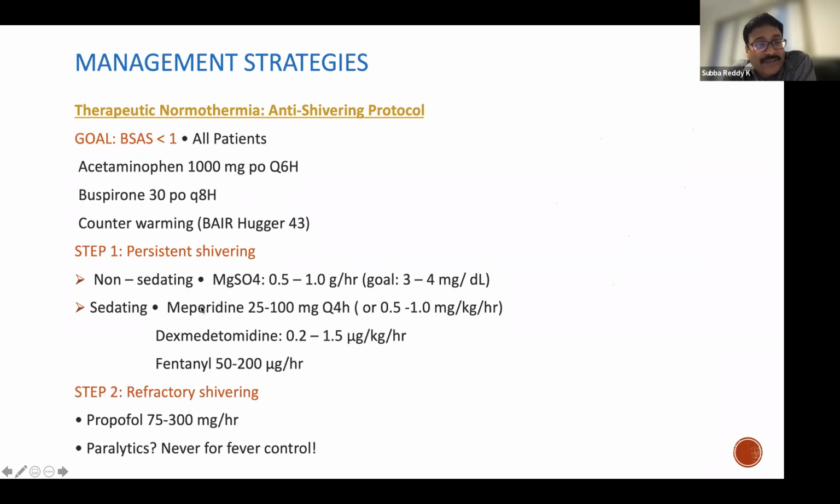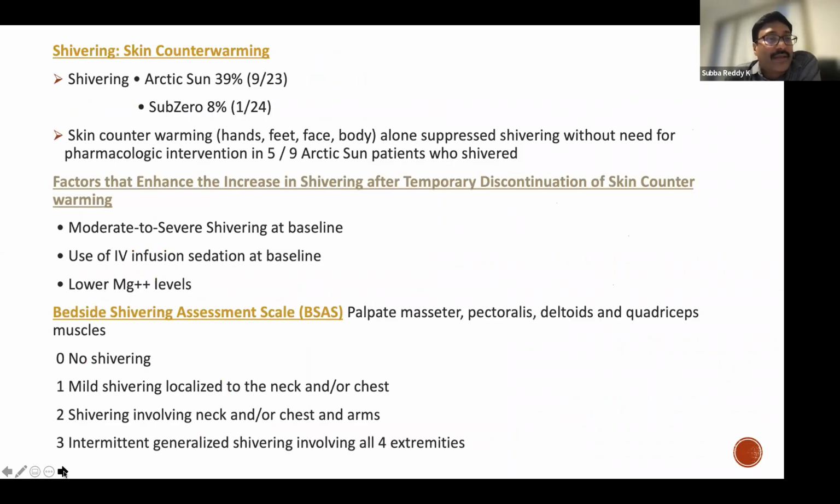If the patient has persistent shivering, then we can use non-sedating agents like magnesium sulfate, or we can use pethidine or dexmedetomidine or fentanyl at 50 to 200 mics per hour. And if it is refractory shivering, step 2, we can give propofol 75 to 300 milligrams per hour. And paralytics, they don't have any role to control fever, but they can control shivering.